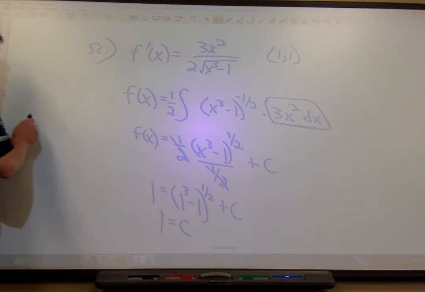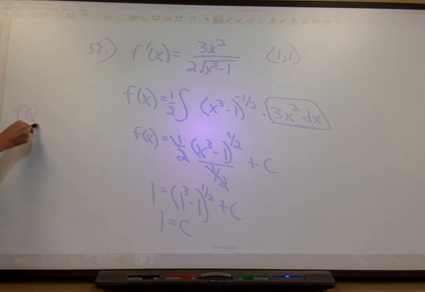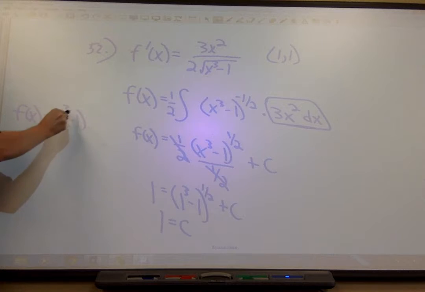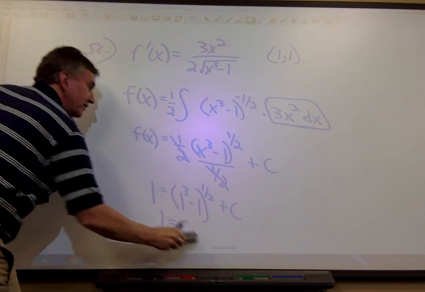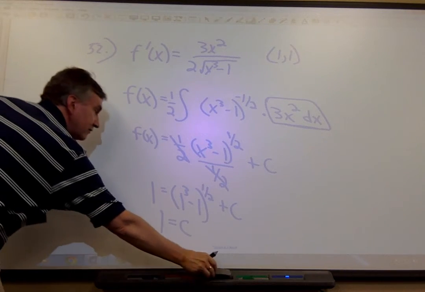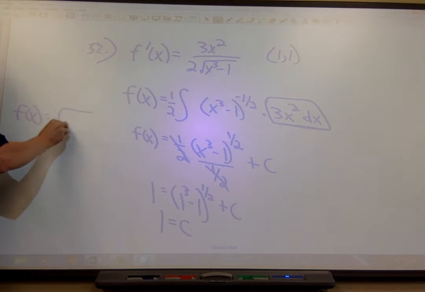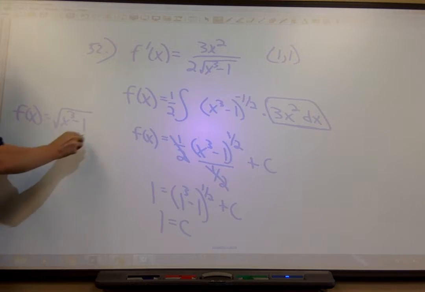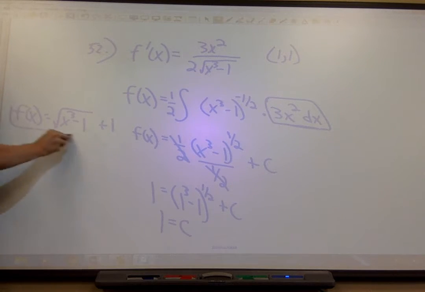C is 1, so what's f of x? F of x is x cubed minus 1 to the 1/2. Or I could write square root, couldn't I? Want me to do that? That means the square root of x cubed minus 1 plus 1. That would do it.